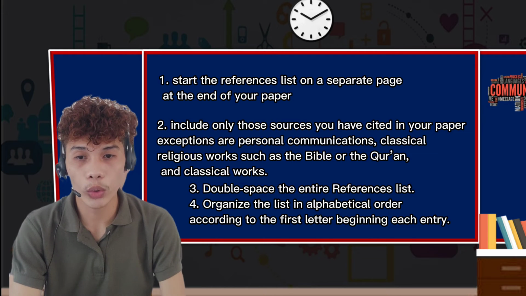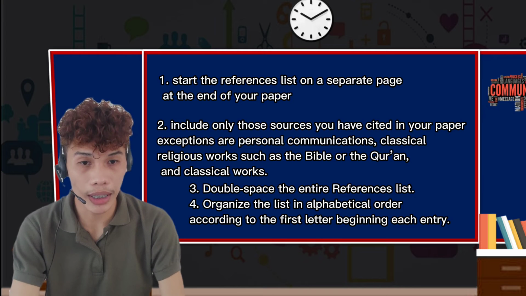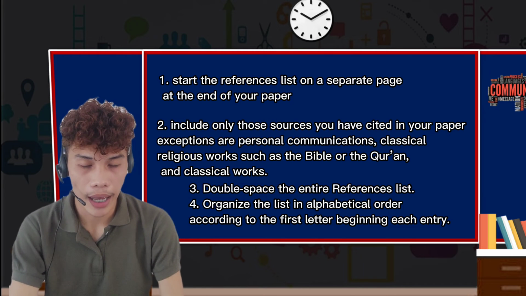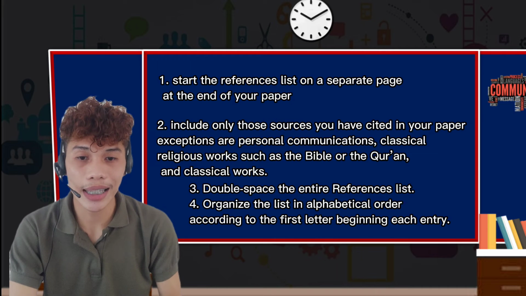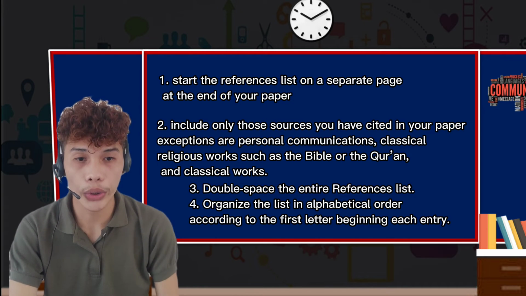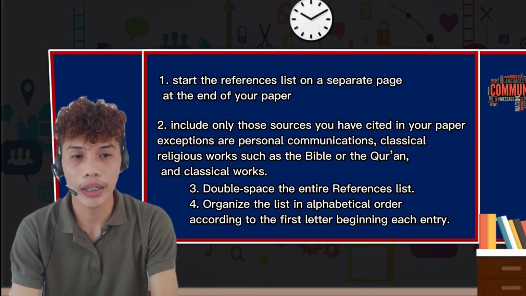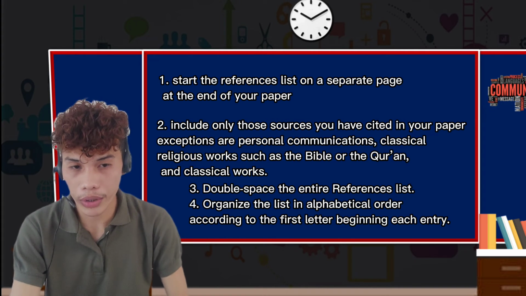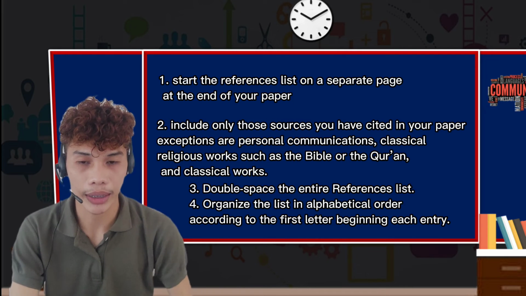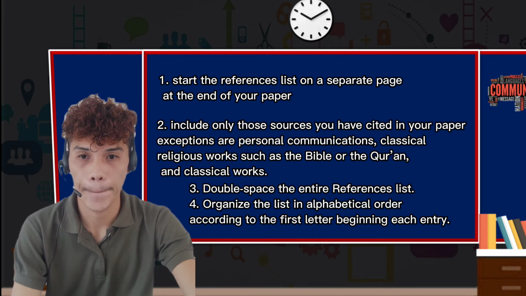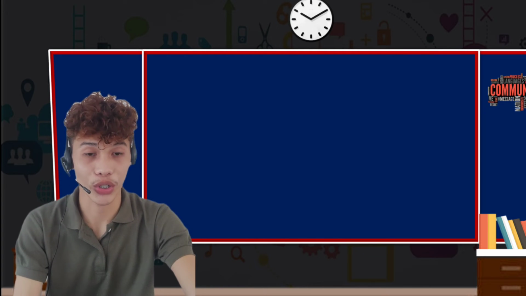Take note as well that you have to double space the entire reference list, and you must not add any extra line after the title. And lastly, you have to organize the list in alphabetical order according to the first letter beginning each entry. Then you have to use initials for the authors' first and middle names. Now, using APA format is recommended by most researchers.